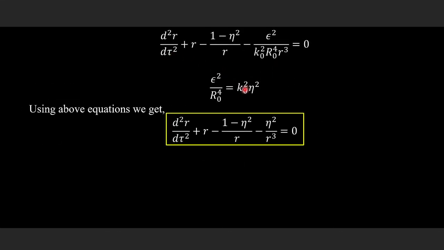We substitute it here, and finally we get d2r over dt square plus r minus 1 minus eta square over r minus eta square over r cube is equal to 0. And this is my normalized or dimensionless envelope equation that we arrived at. Similarly, we have to perform similar steps for particle motion, and let's see how we do it.